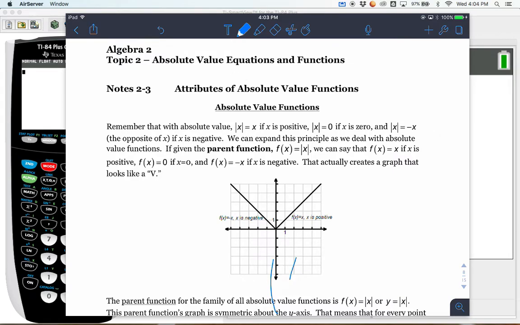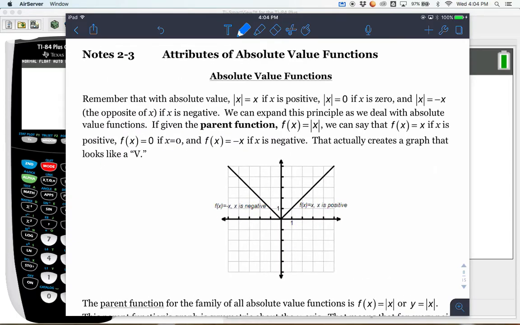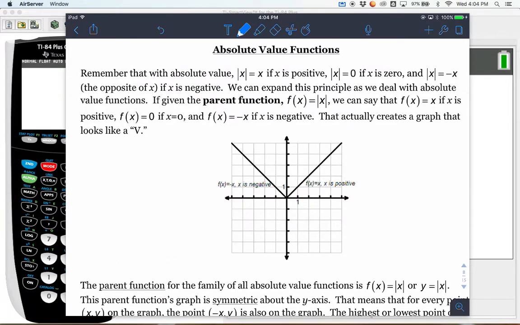Alright, here we go. We've got absolute value functions that we're going to be graphing a lot today, and then looking at some of the attributes. You can go through all this. It gets a little wordy here, but here's what absolute value functions look like. They look like these little V's here.